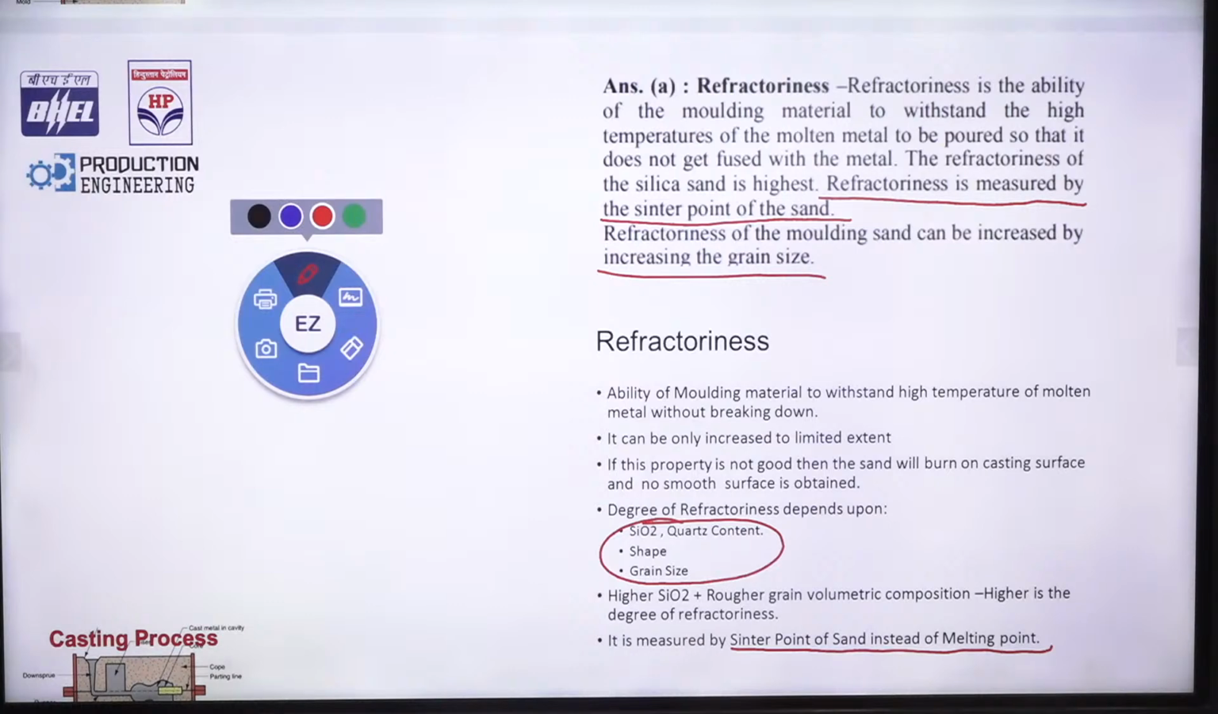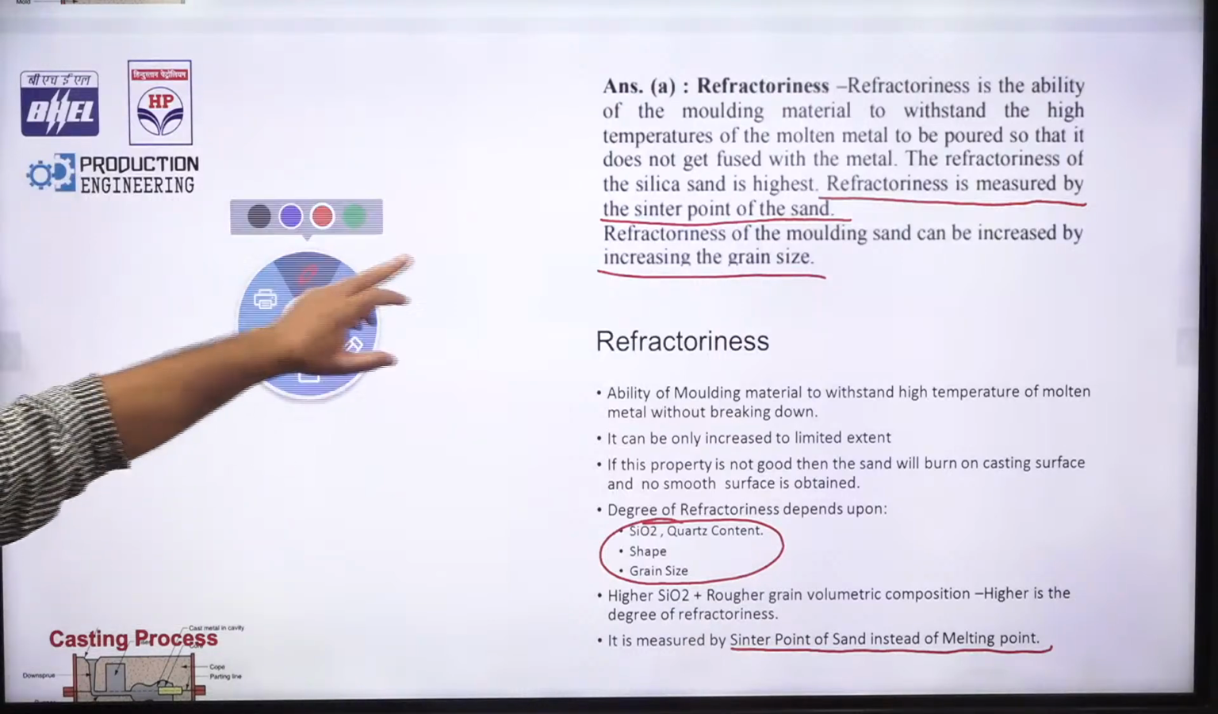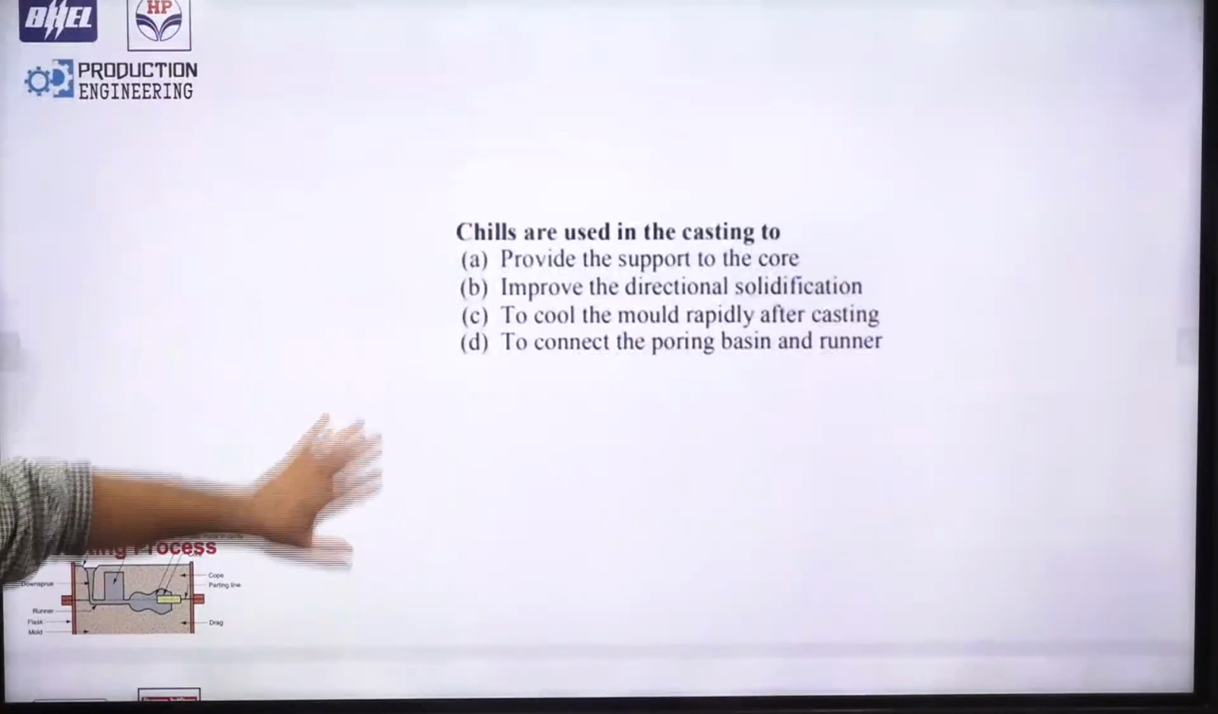So as you keep on increasing the silica content, SiO2, in your mold sand, refractoriness increases. As you keep on increasing the grain size of this sand, refractoriness keeps on increasing. As the size and quantity of the sand increase, it will keep increasing the refractoriness. So remember these two things. This is very, very important: how refractoriness is related to the size of the grain.